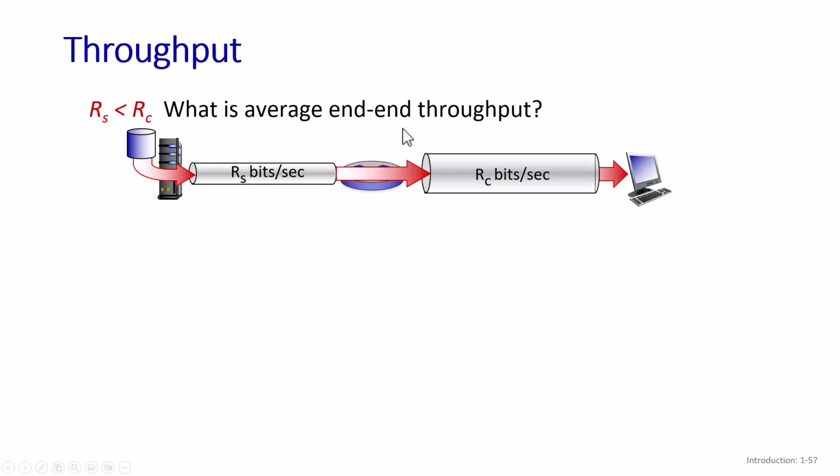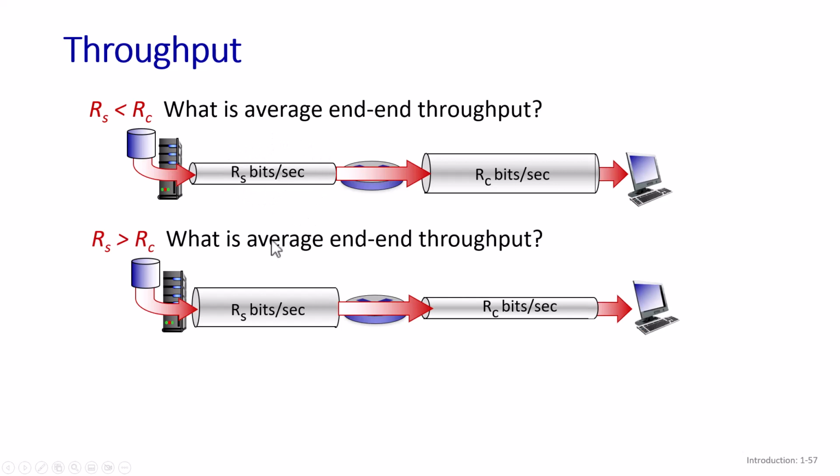So what's the average end-to-end throughput? Well, in this case, assuming that Rs is smaller than Rc, the throughput will be the smallest of these, and since Rs is the smaller pipe, the throughput we can achieve will be Rs. So what happens when Rs is bigger than Rc? Well, this is actually similar to the first case. The throughput that we can achieve is the smallest of them, which is Rc. So we will be able to achieve a throughput equal to Rc.